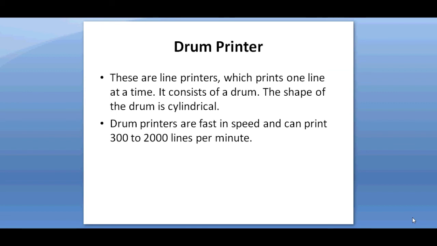For each possible print position, there is a print hammer located behind the paper. These hammers strike the paper along with the ink ribbon against the proper character on the drum as it passes. One revolution of the drum is required to print each line. This means that all characters on the line are not printed at exactly the same time, but the time required to print the entire line is fast enough to call them line printers. Typical speeds of drum printers are in the range of 300 to 2000 lines per minute.